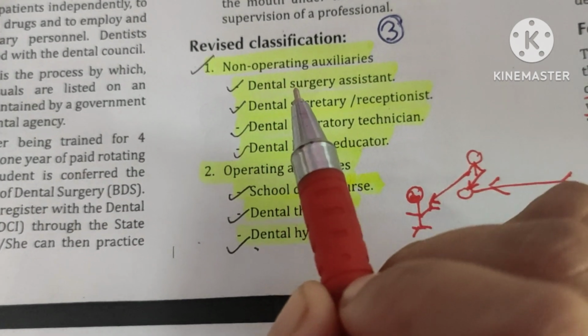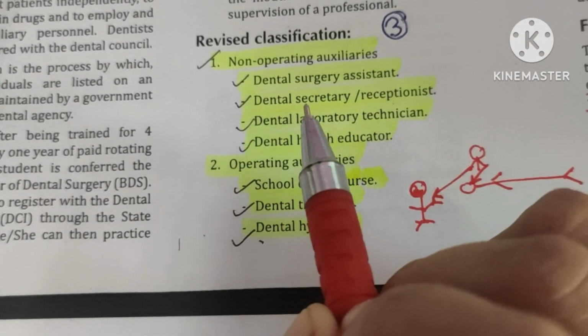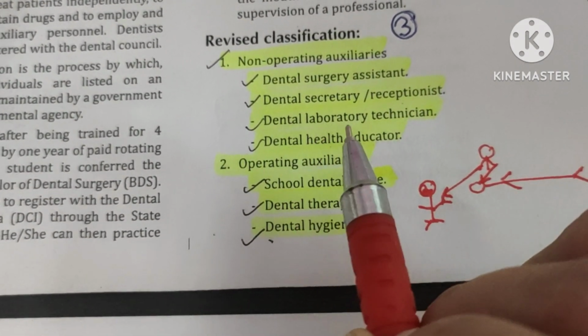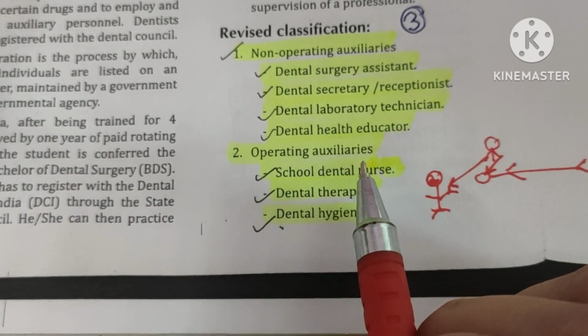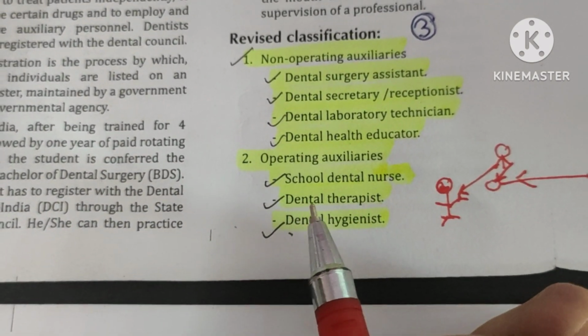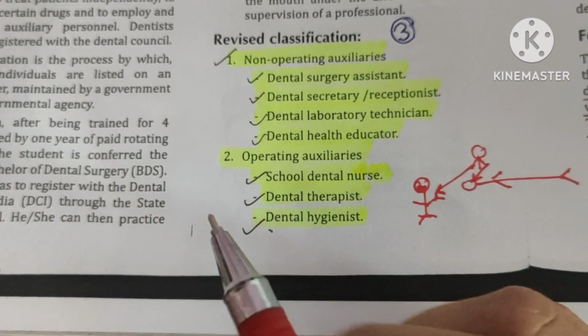Non-operating auxiliary has the dental surgery assistant, dental secretary or receptionist, dental laboratory technician, dental health educator. The operating auxiliaries include school dental nurse, dental therapist and the dental hygienist.